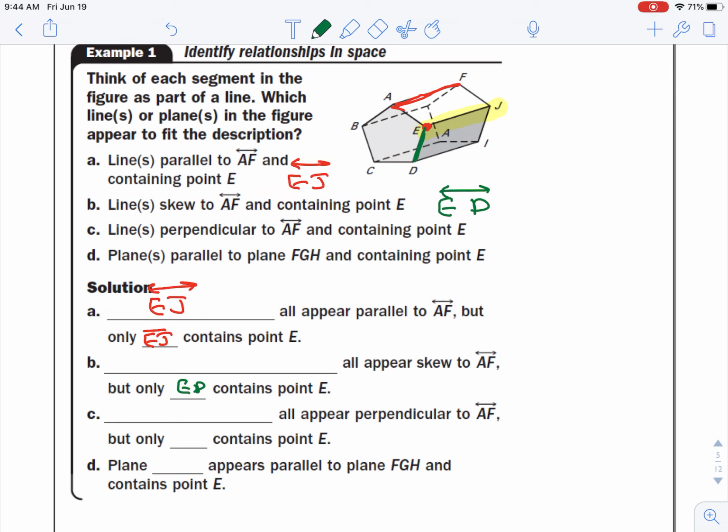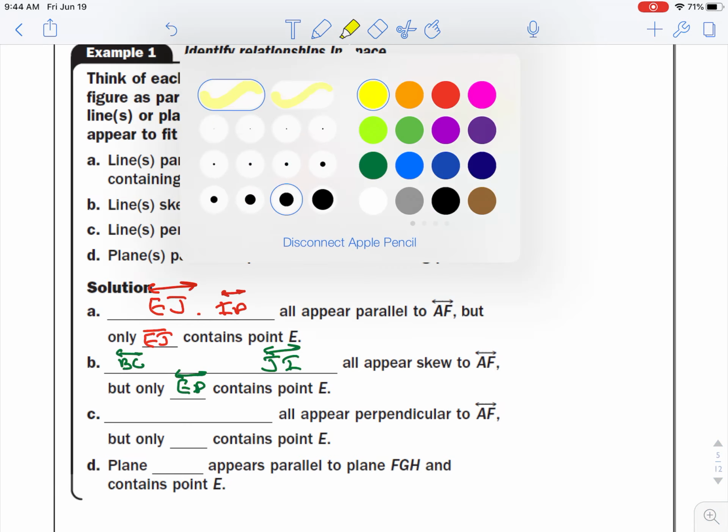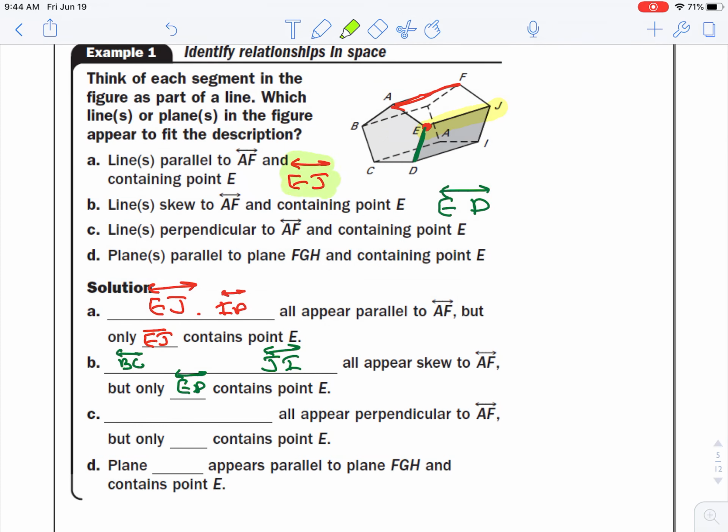ED. Again, there may be other skew lines, like we could say not only that one, but other skew lines would be like JI, or what other one can I name? BC. Okay, so there are other ones, just like I could have named other lines that were parallel in the example above, like another line that appears parallel would be like ID. But these are the actual ones that only contain point E.